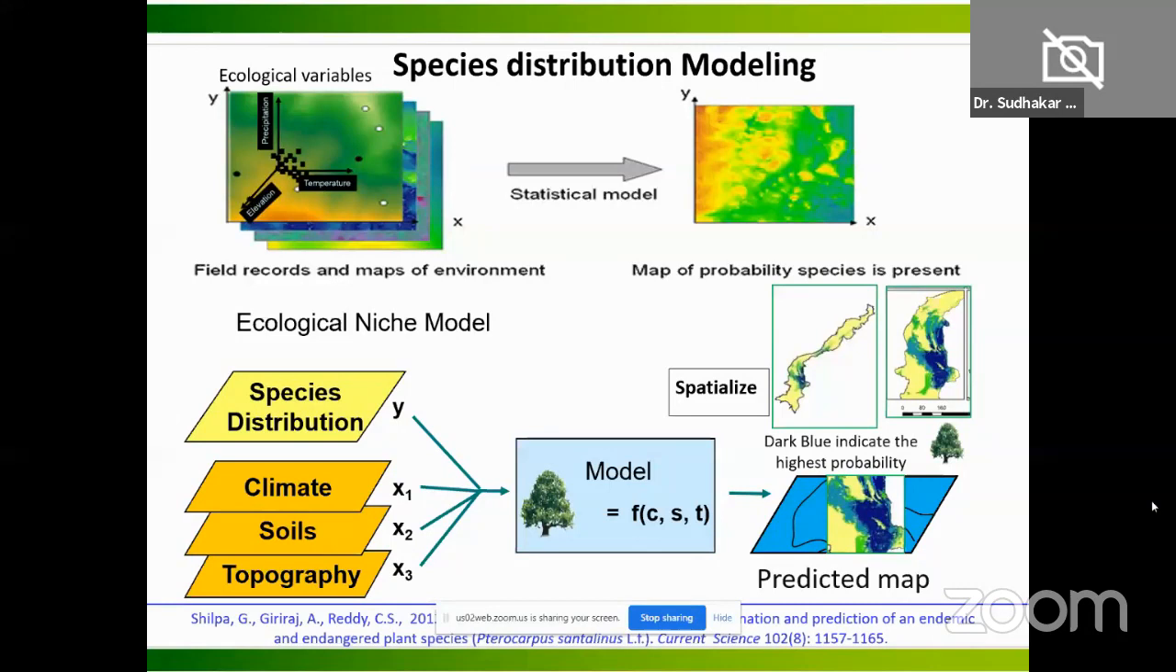So this database is also helpful, for example, where some species survive only in a few locations. By using this predicted map of suitability, we can make some kind of rehabilitation efforts for the long-term sustenance of the species.